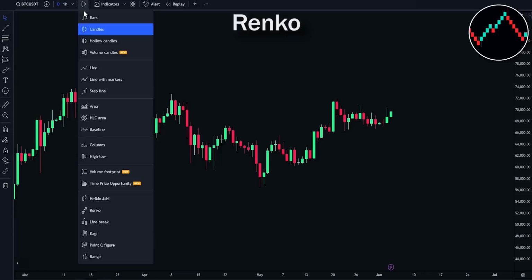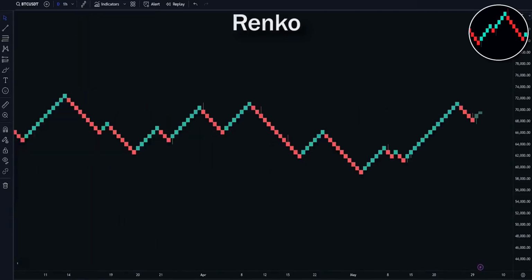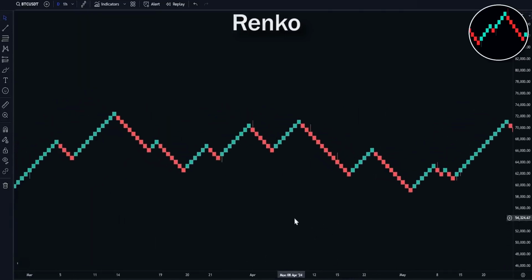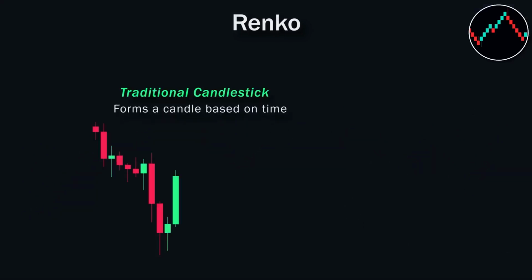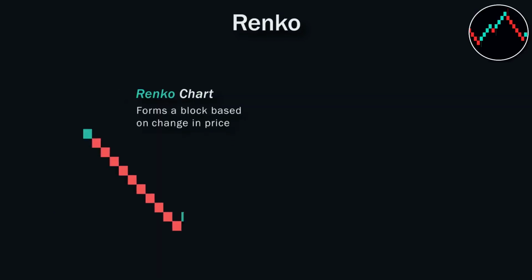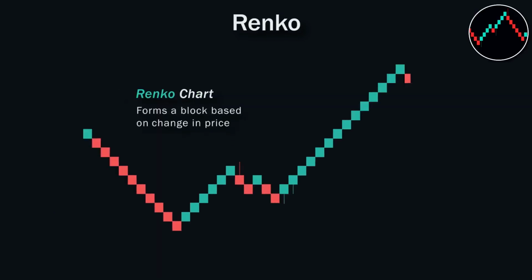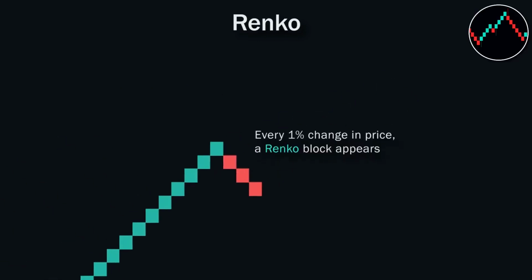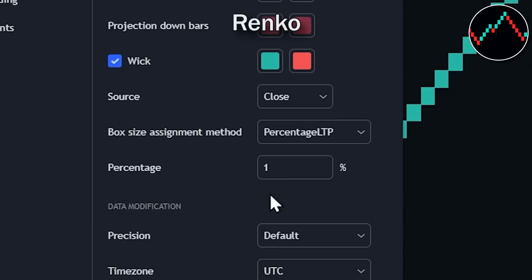Renko: it replaces a traditional candlestick chart with a Renko chart. So, unlike a traditional candlestick which forms a new candle based on a certain period of time, a Renko chart forms its block based on the change of price. For example, every 1% change in price, a Renko block appears. This means that each Renko block represents a 1% change in price. Of course, you can change the parameters of this through the indicator settings.